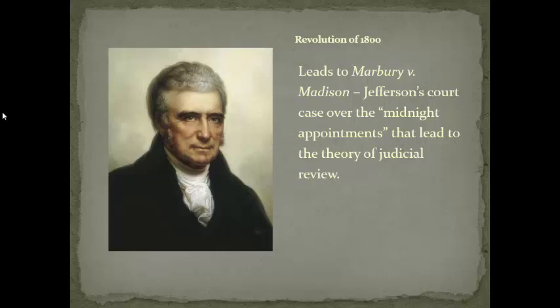So, when it comes to this particular court case, it looks on the face of it like the Republicans won because the midnight appointments did not go through and these Federalists do not become judges. But in doing so, the Supreme Court takes a major new power, the power to declare laws unconstitutional. That is known as the theory of judicial review. The theory of judicial review is the power of the Supreme Court to declare laws unconstitutional. It did that for the first time in the court case Marbury v. Madison.